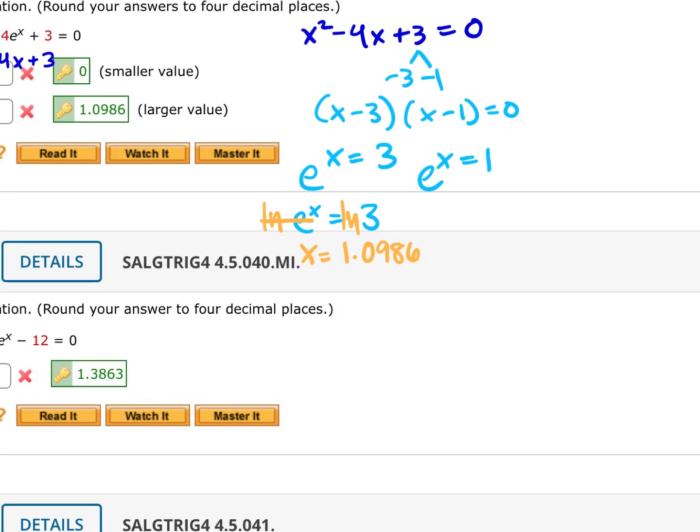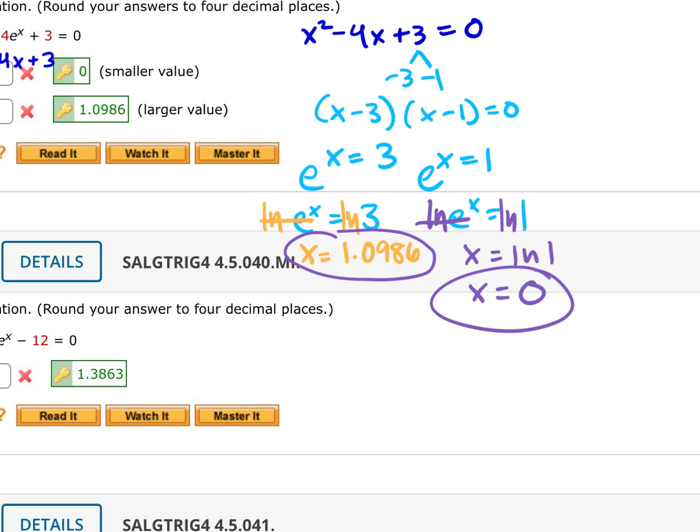And then same thing with the other one. I have e to the power of x is equal to 1. So to get rid of the e, I take the ln of both sides. So x is equal to the ln of 1, and the ln of 1 is 0. So x is equal to 0. So these would be our 2 answers.